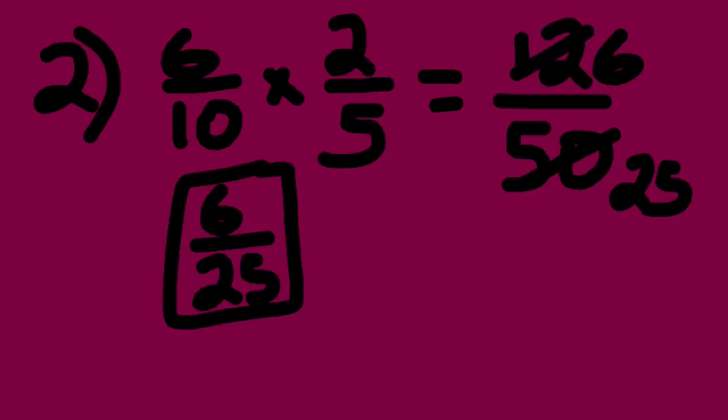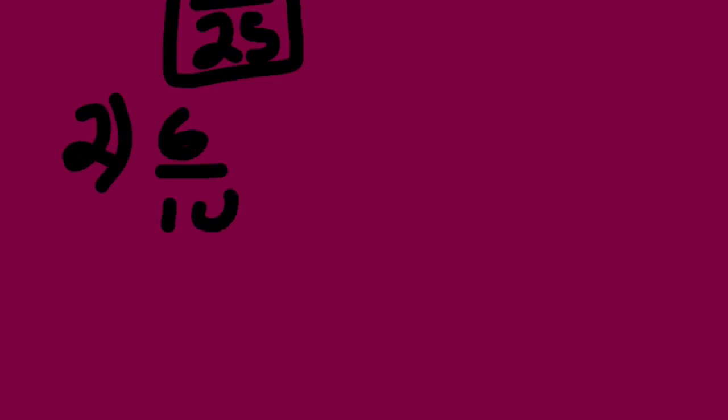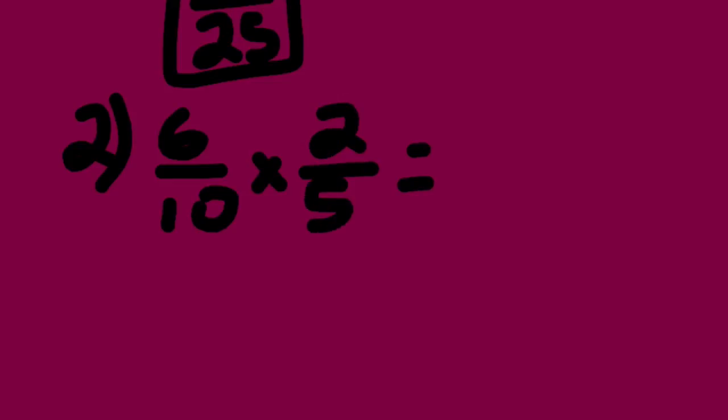Now, let's try the cancellation method. It's still the same problem. You have 6 over 10 times 2 over 5. What you may notice here is that 6 and 10 are both multiples of 2, and 2 and 10 are both multiples of 2.